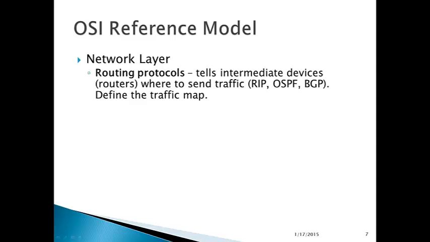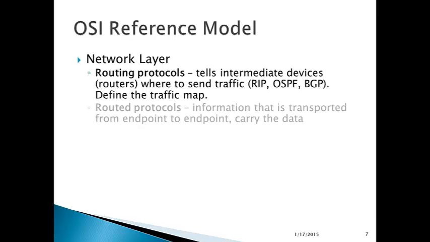The routing protocols define the traffic map. The routed protocols are the information that is transported end to end, carrying the data with the address on it saying, I'm coming from here and I want to be sent there. Routing protocols are the roadmap that tells delivery trucks where to deliver the data. The packages being delivered are the routed protocols, and like real-life packages, they have from and to addresses, as well as perhaps certain types of handling information.